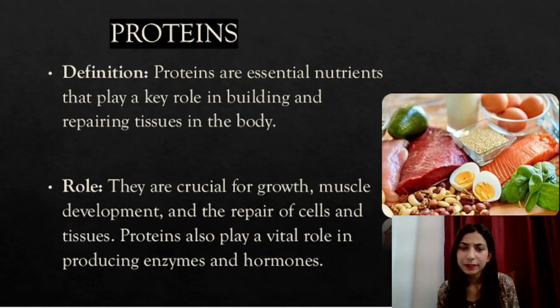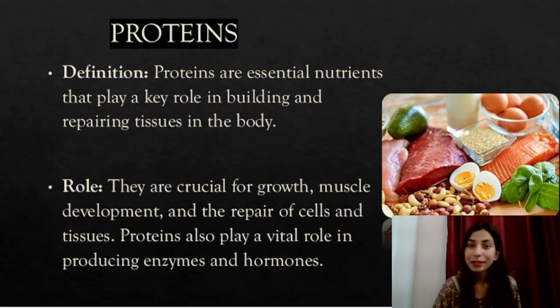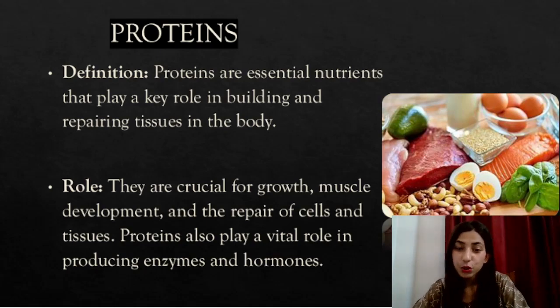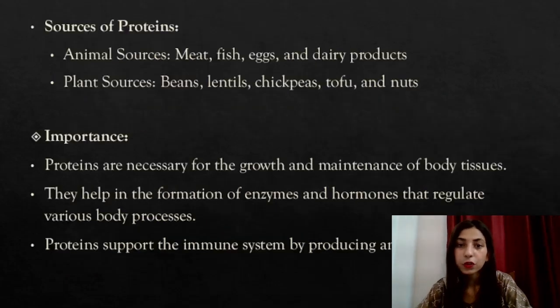Now, what are proteins? Basically, they are essential nutrients that play a key role in building and repairing tissues in the body. So these are body building foods. They're crucial for growth, muscle development, and the repair of cells and tissues. Proteins also play a vital role in producing enzymes and hormones. We all know that enzymes and hormones play a major role in our body functions, and most of them are proteins only.